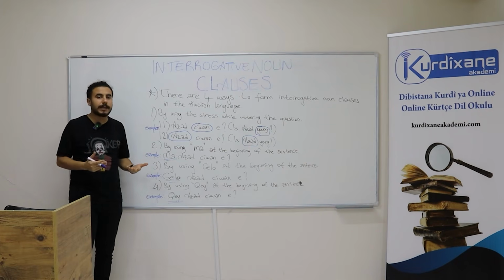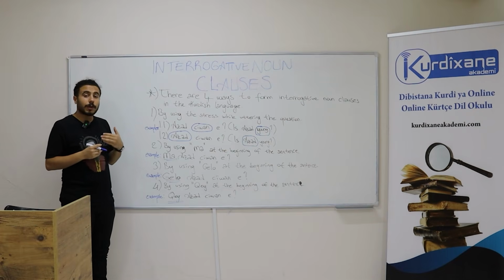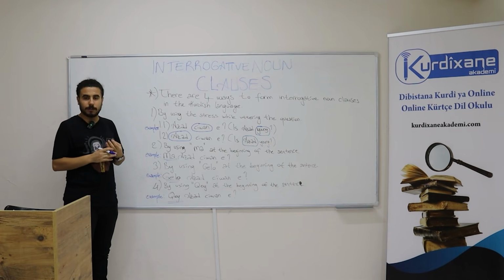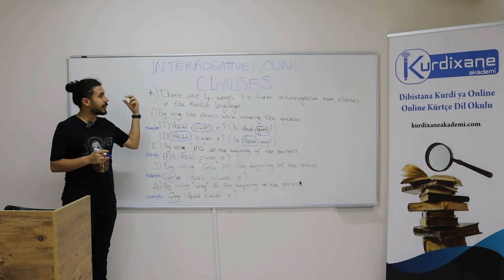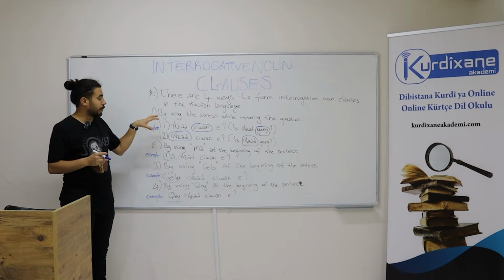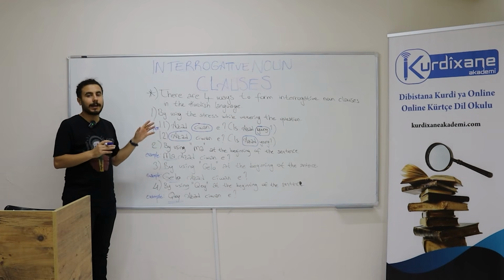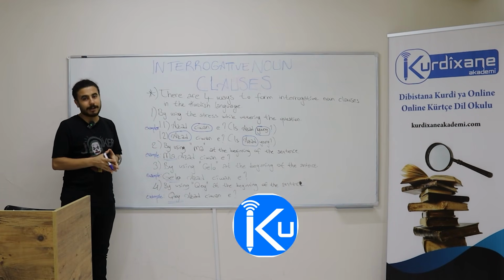So let's repeat today's lesson. We've learned to form negative noun clauses with ne, nine, and ninen. And finally, we've learned interrogative noun clauses, 4 ways of forming them with the stress, ma, gelo, and qay. So that's it for today.